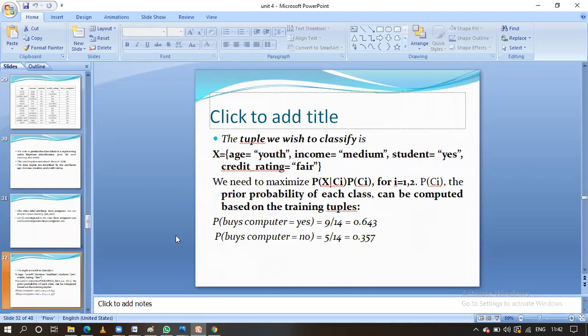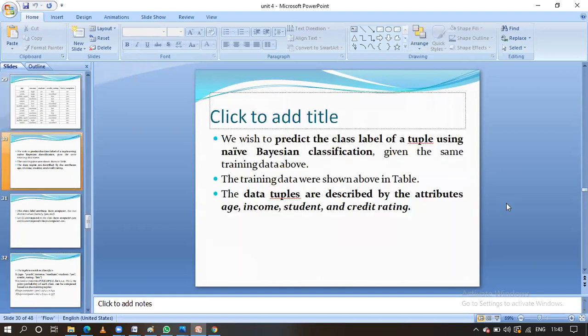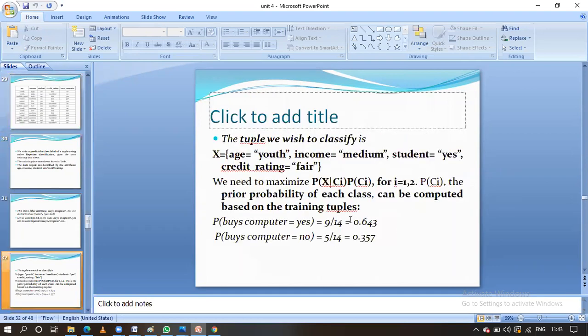There are overall 14 records in the given data. Out of the 14 records, 9 are yes and the remaining 5 are no. That is why 9 by 14 is the probability of buying a computer equal to yes, and 5 by 14 is the probability of buying a computer equal to no, guys.